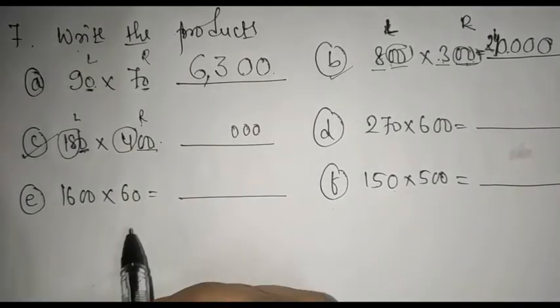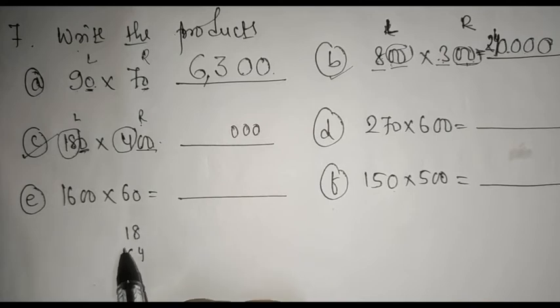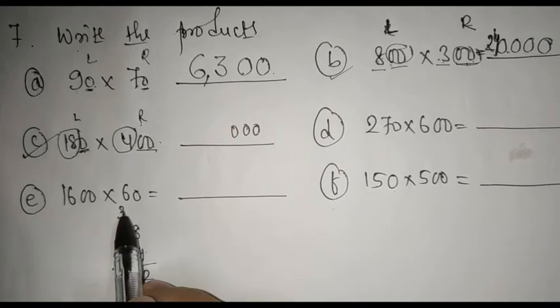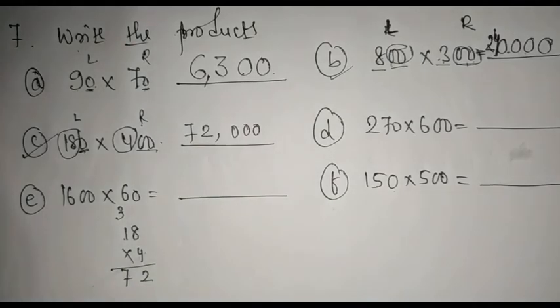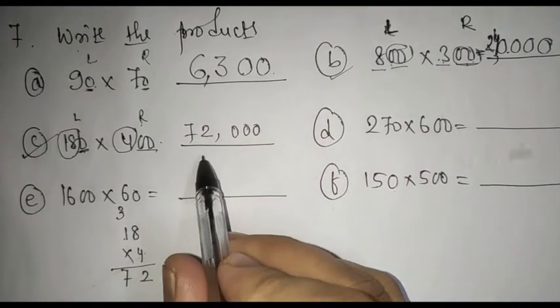Now you can do this. 18 into 4: 4 8s are 32, yes, 4 8s are 32. 3 in hand. 4 1s are 4, 4 plus 3 is 7. So you can write directly 72,000 as the answer. It is 72,000.